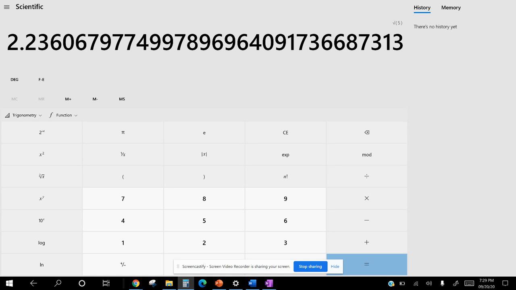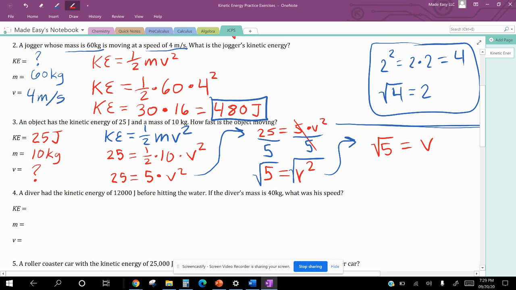So 2.236, I'm going to round that up to be 2.2. And so we're going to say 2.2 meters per second equals our v. All right, that is our final answer. Okay, that's the most challenging one. But the trick is you just have to undo your square, and you do that by taking a square root.